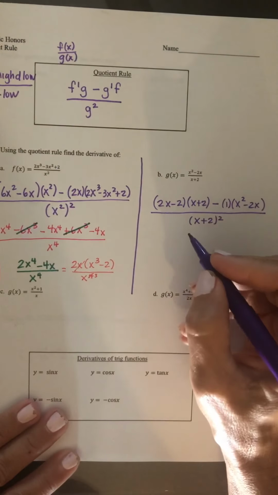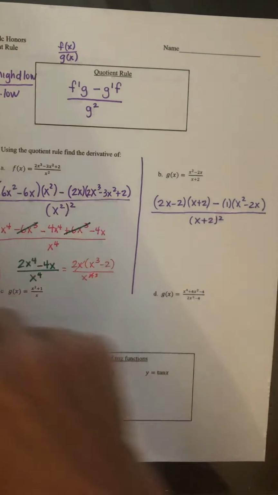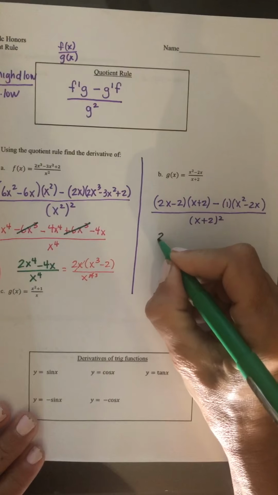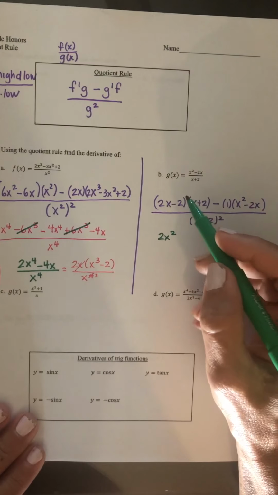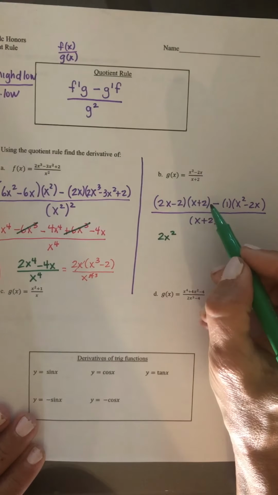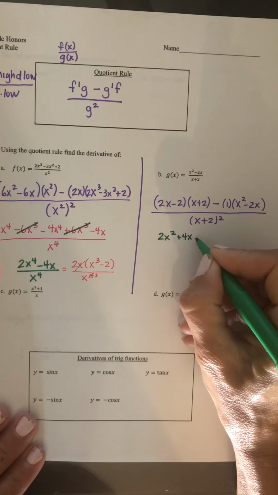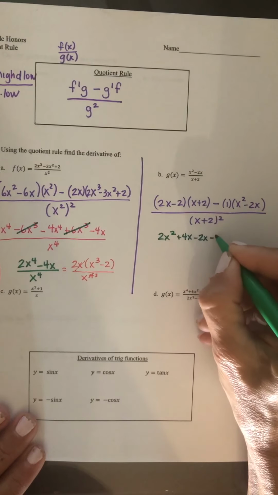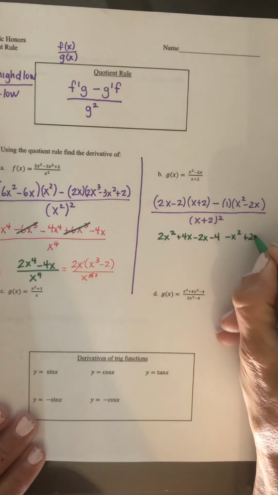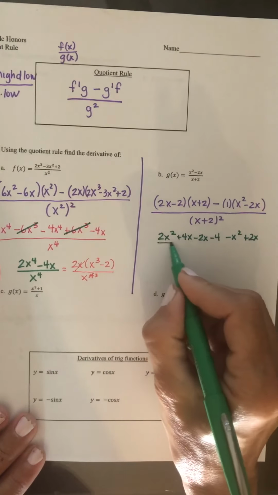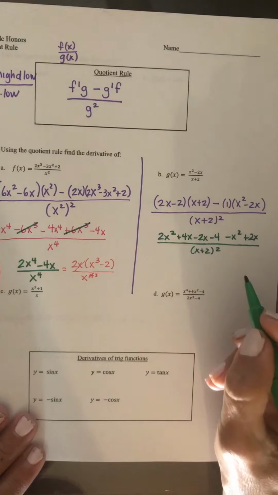Okay, so if I multiply this out, let's see, I'm going to get a 2x squared. Let me switch my colors. 2x squared. All right, so check this one out. You're going to get, let's see, plus 4x. I guess I'll take my time here. Minus 2x minus 4, and then minus x squared plus 2x. I'm just going to leave the bottom one for now because I just want to see what happens. We can always go back and fix that.